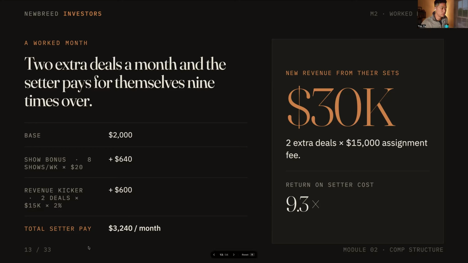So if you're spending 3,200 bucks a month, think about it: on average your assignment fee is 15 grand, which is the market average now, so you'd be making a 9.3x return. You paying a setter $3,300 a month can bring you an extra $30,000 of revenue. Would you say that's worth it? I would say yes, right?